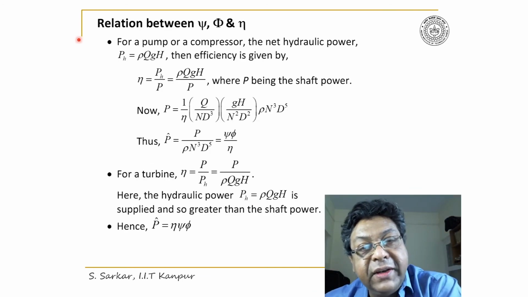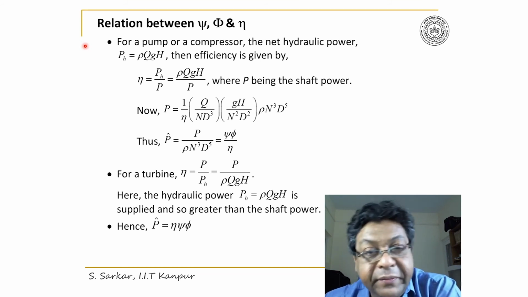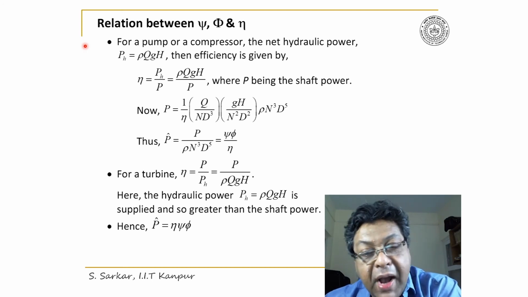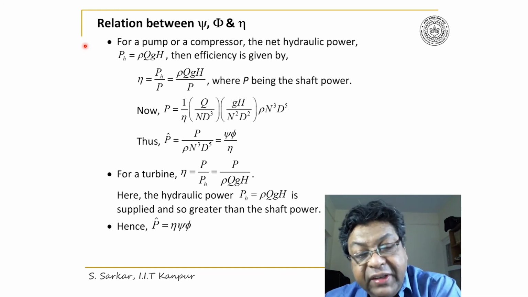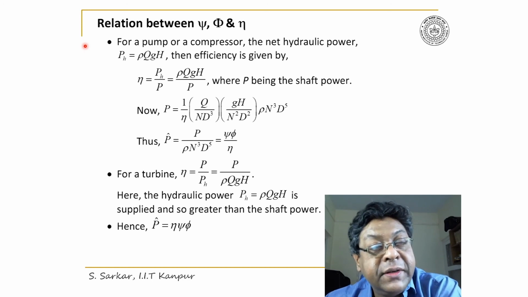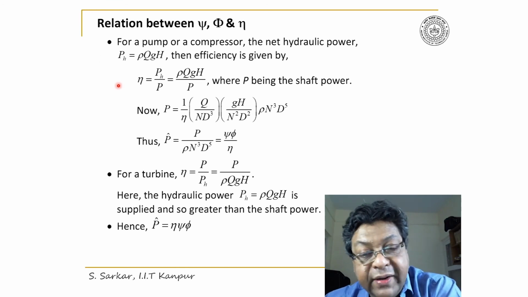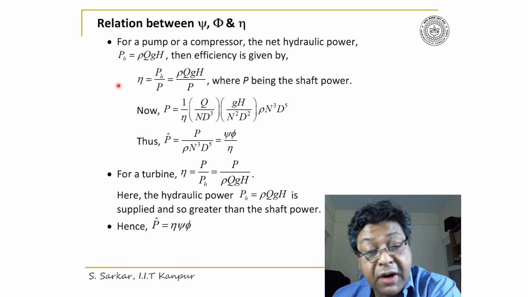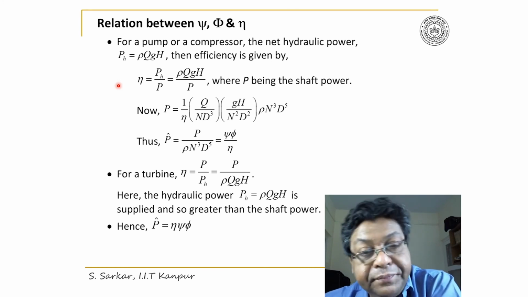Here I will establish the relation between psi, phi, and eta. Let us first consider a pump or a compressor. The net hydraulic power is given by P_H is equal to rho Q g into H. Then efficiency eta can be defined as P_H by P, where P is the shaft power. Note that for a pump or for a compressor, shaft power is greater than the hydraulic power.